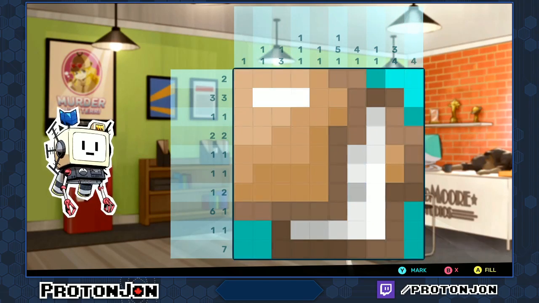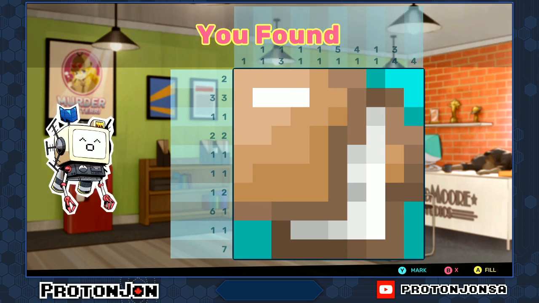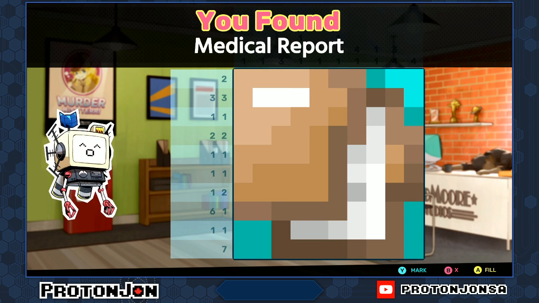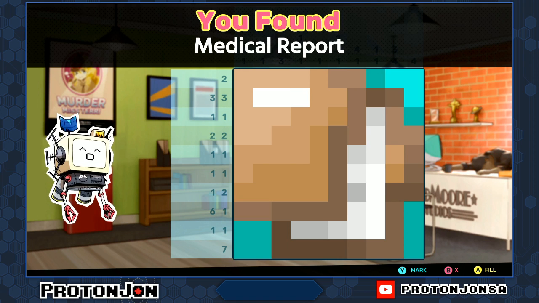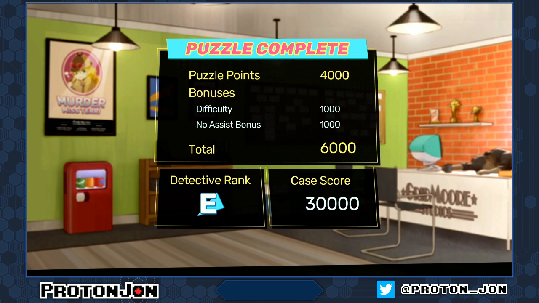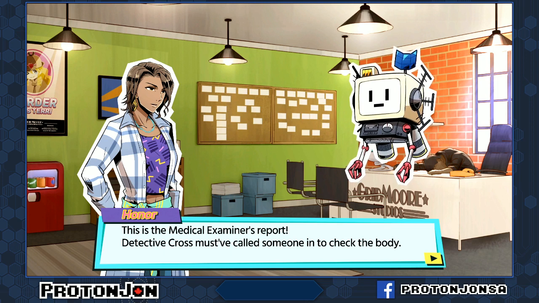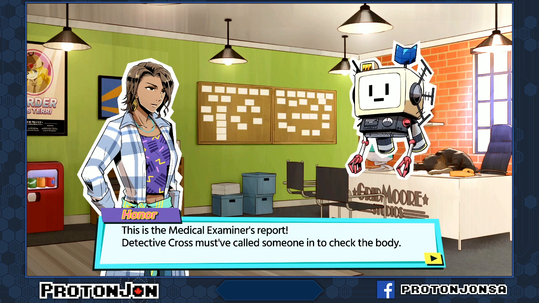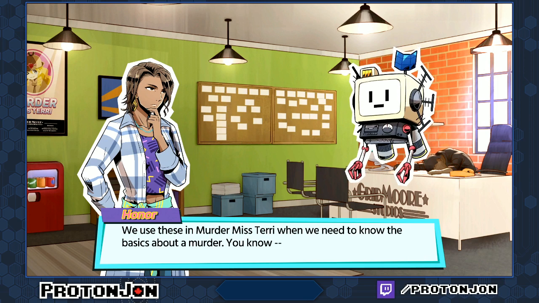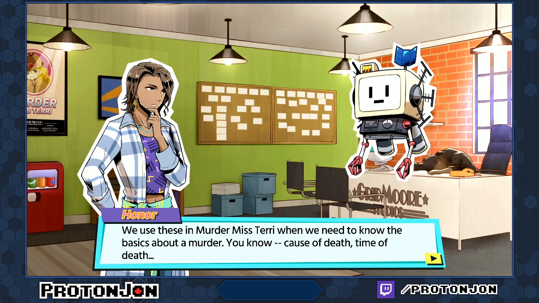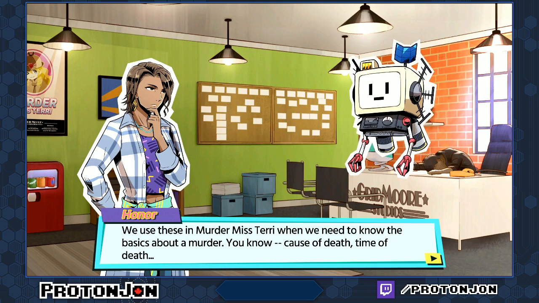There we go. A banana! No, what is that? Medical report! Oh, probably the stuff the police left there. Is it the autopsy report? It can't be, because the body's literally still there. They couldn't have done an autopsy yet. This is the medical examiner's report. Detective Cross must have called someone in to check the body. We use these in Murder, Miss Terry, when we need to know the basics about a murder, you know, cause of death, time of death. I guess it's as close as they can make to the autopsy report.